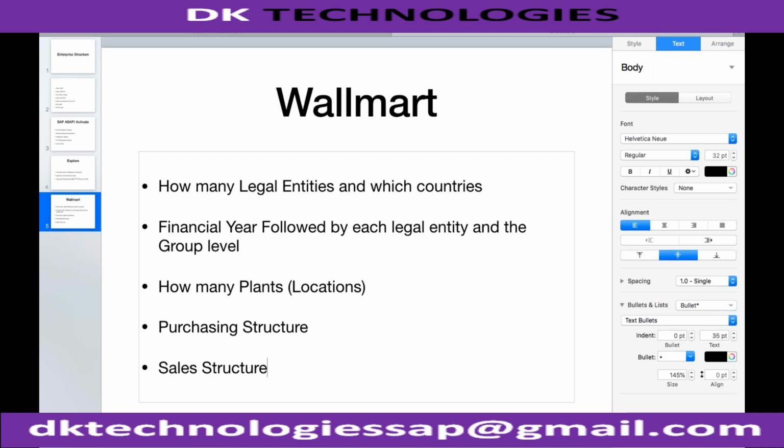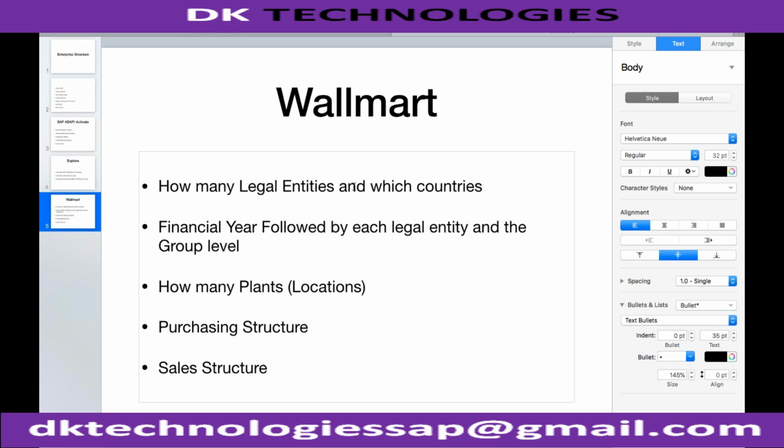Starting from tomorrow's session, we are going to bifurcate this batch. So sales guys will only go for the sales related discussion. Purchasing guys will be only discussing the purchasing structure in detail, and FI guys will be discussing the FI, that is legal entities and all, in detail. So today I want to give you the complete picture. I'm not going to discuss everything in detail today. I'm just giving you the overall picture at the enterprise structure level, how exactly it will look.